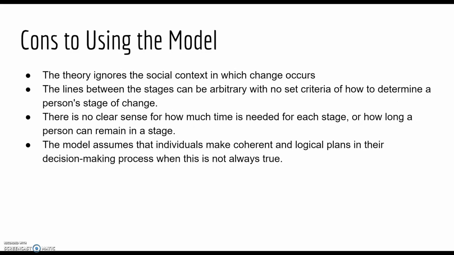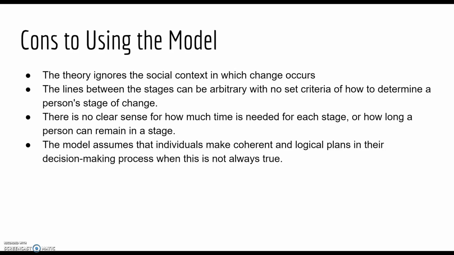The cons to using this model, let's be honest, the theory ignores the social context in which change occurs, and that's huge in public health. Knowing the social determinants of public health, knowing the barriers that are going to come into the way. The lines between the stages can kind of be arbitrary, with no set criteria of how to determine a person's stage of change. It's not like when an individual is going to change behavior, they're like, oh, I'm in pre-contemplation. Now I'm in action. Now I'm in this. Oh crap, I've relapsed. Now I've got to go backwards. I'm going to redo the cycle in the model.